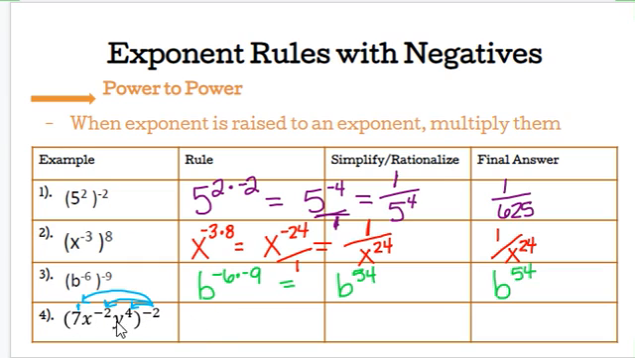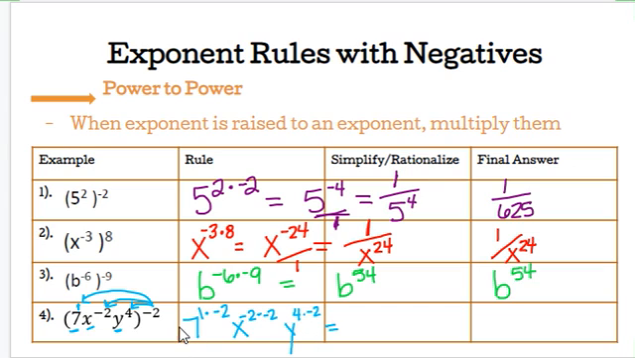All right, so let's do that. So we're going to keep the base of 7, and we're going to multiply 1 times negative 2, and I'm just going to write out my work. And then I'm going to keep the base of x. So each of these bases, there's 3 of them. So keep the base of x, and then we're going to take the exponent negative 2 and multiply it by the outside one, which is also a negative 2. And then I'm going to keep the base of y, and I'm going to multiply 4 times negative 2.